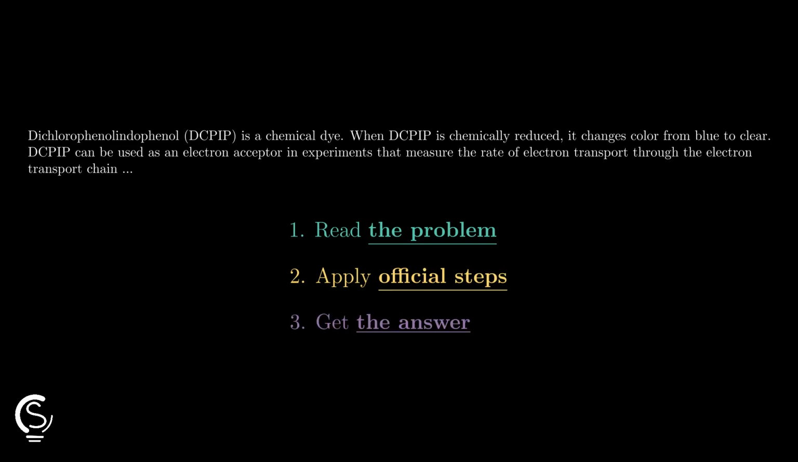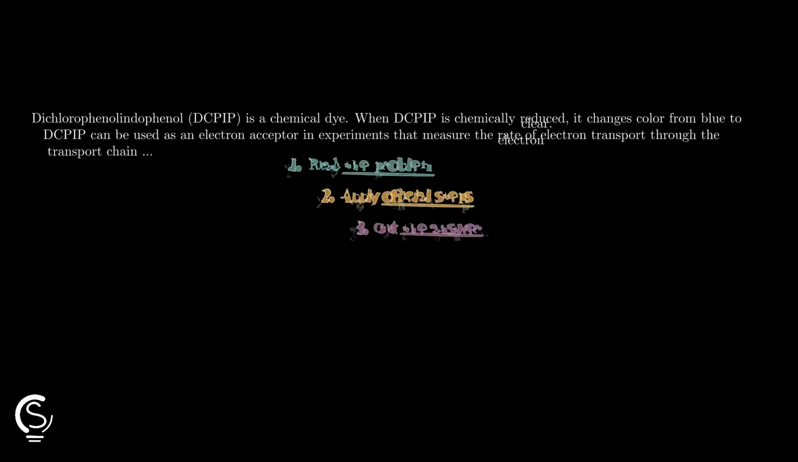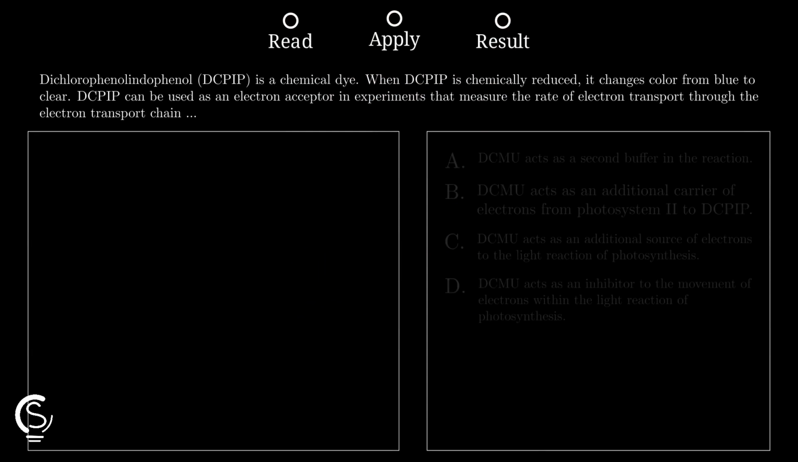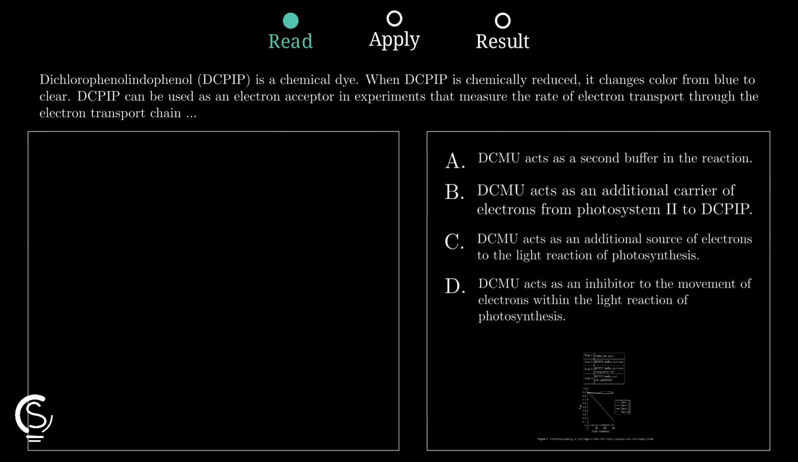Photosynthesis questions can be tricky, but we can solve this one fast. Let's analyze how DCMU impacts electron transport in this specific experiment right now. First, remember that DCPIP acts as an electron acceptor that turns clear when reduced. In tube 2, the light reaction proceeds normally, allowing electrons to flow and change the dye color.